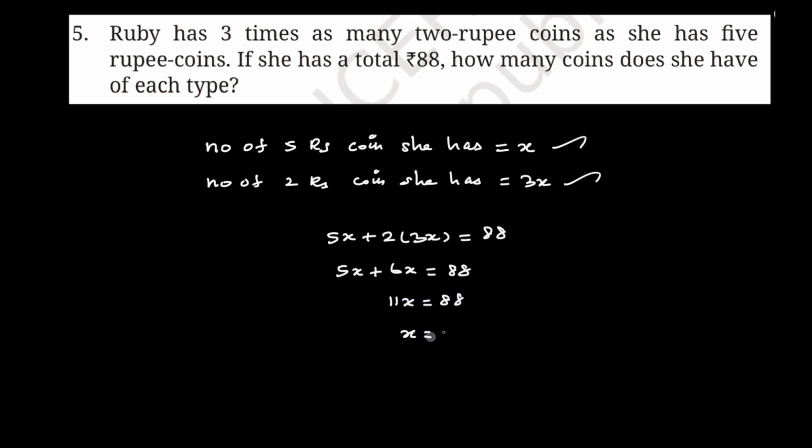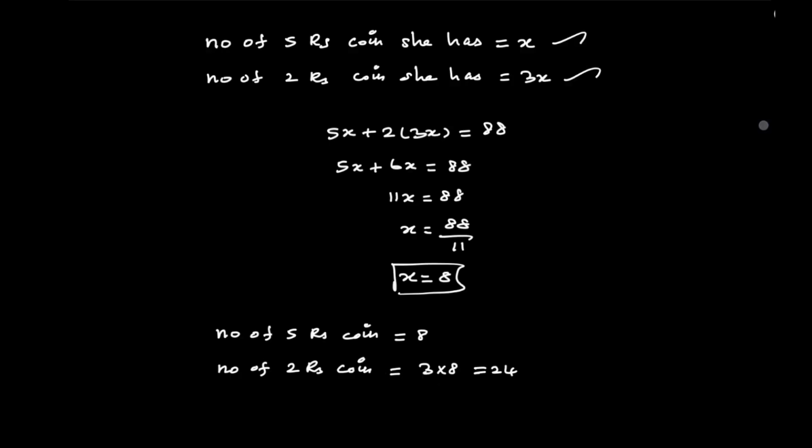Then x equal to 88 divided by 11. So the final value of x is 8. So the number of 5 rupee coins is 8, and the number of 2 rupee coins is 3 into 8, which is 24. This is the final answer.